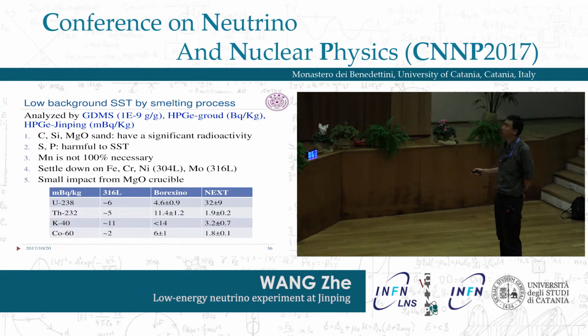We have new studies for stainless steel, since it's a low background detector. Now we have studied one type of stainless steel analyzed by GDMS and some germanium detector at Jinping Laboratory. So we found one stainless steel, 313L, really comparable to the level reached by Borexino in the next experiment.